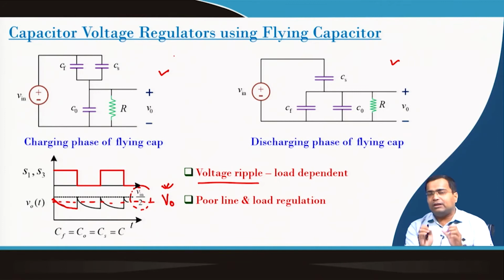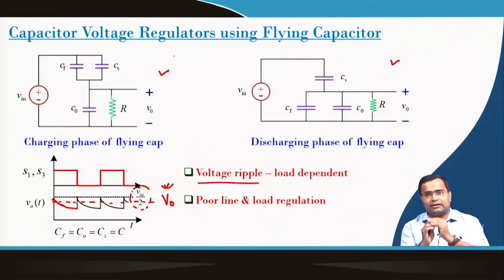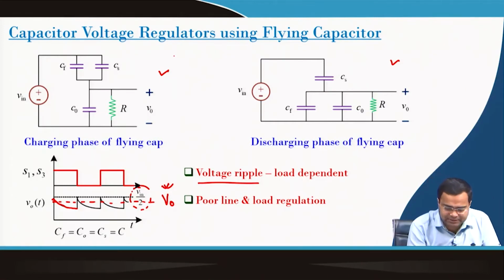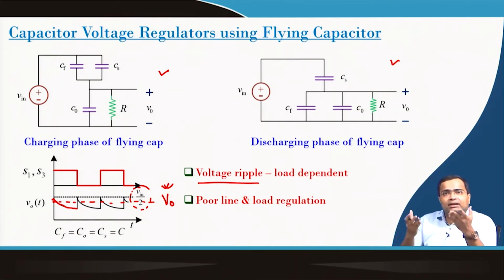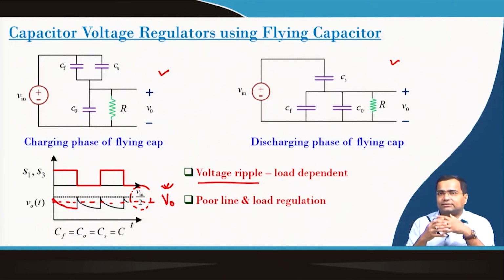And regulation depends not only on that step down factor, it also depends on the rate of discharge profile. That means the value of the output capacitance. So, if you take a larger capacitance, then you can reduce this voltage ripple and achieve better regulation. But again, a larger capacitor has a penalty in terms of power density.